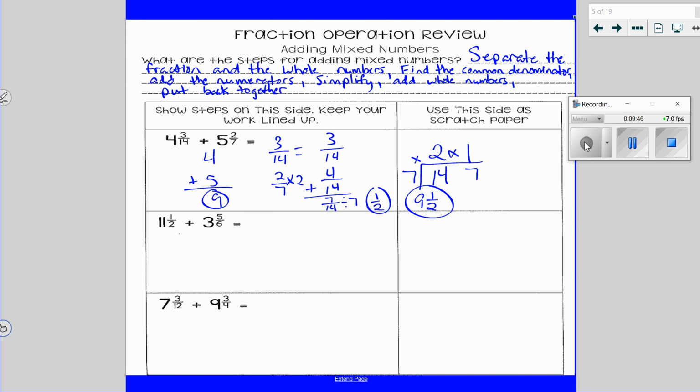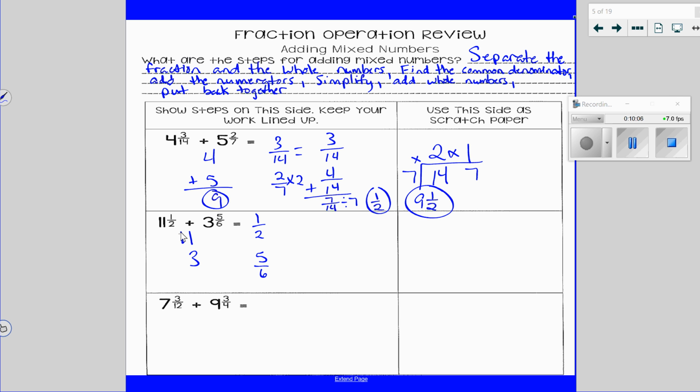What is our first step for adding fractions, or mixed numbers, sorry? Separate. I need my whole numbers in one place and my fractions in another place. I don't like talking over people. No one should be talking but Mr. Chan right now.